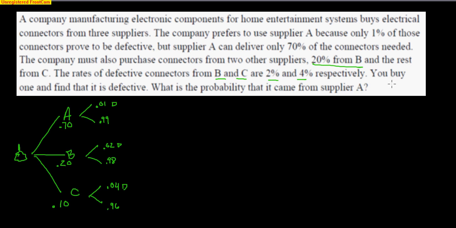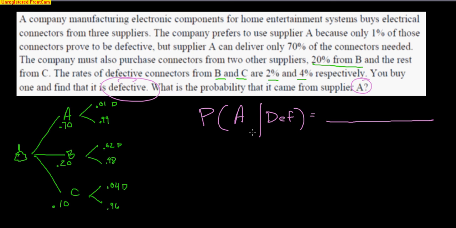So this is like a given, but it didn't really say the word given, but it says you buy one and it's defective, which means you know it's defective. So it's given that we have a defective connector. I'm trying to find the probability it came from A. So let me go ahead and use my formula here. On top goes A and defective. Well, that is very, very specific. 70% chance it came from A times a 1% chance it's defective. There's my numerator. That was this very, very specific branch, A and defective.